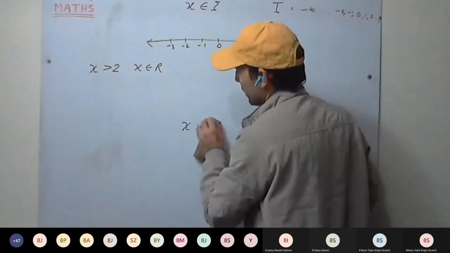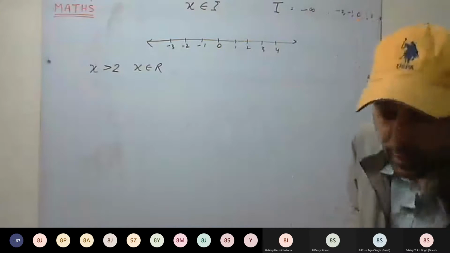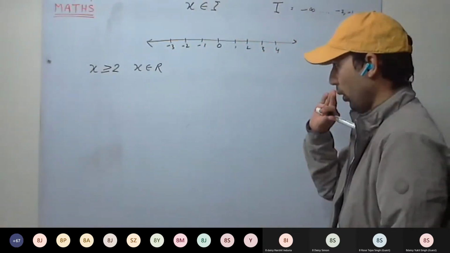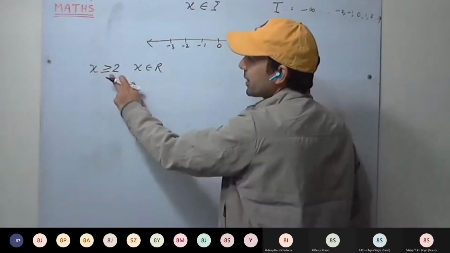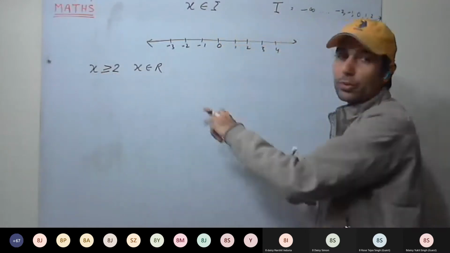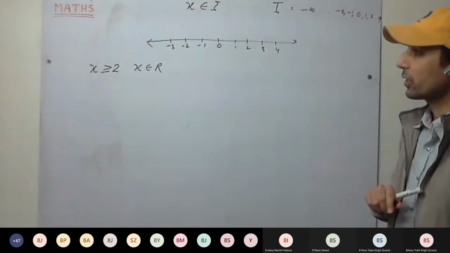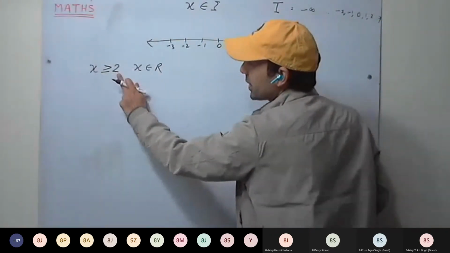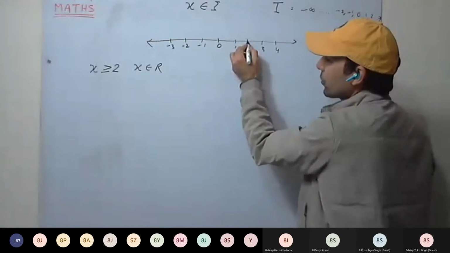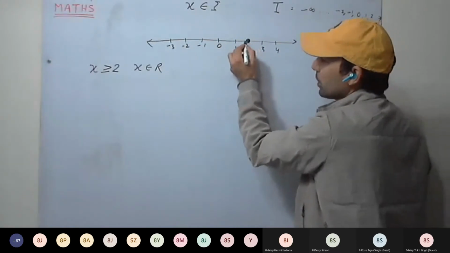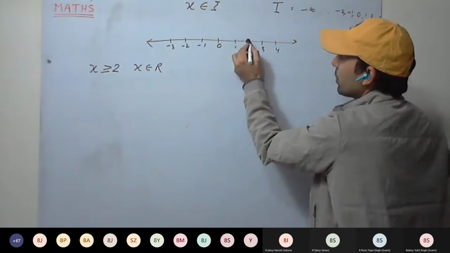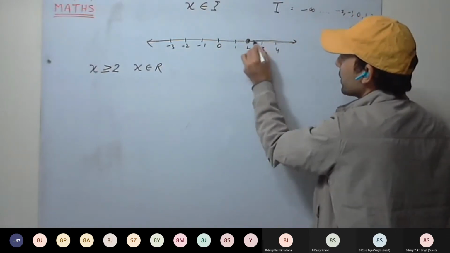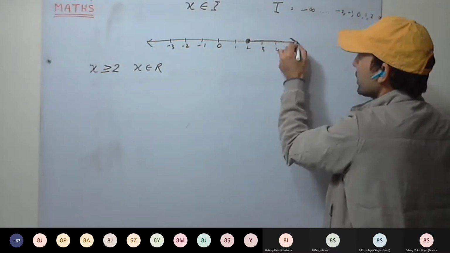How are you going to mark this one? x is greater than, sorry, x is greater than or equal to 2, x belongs to real numbers. So how are we going to mark it? It will start from 2, mark it bold because it is equal to 2 as well. Mark the circle. Now make the whole line bold and this arrow.